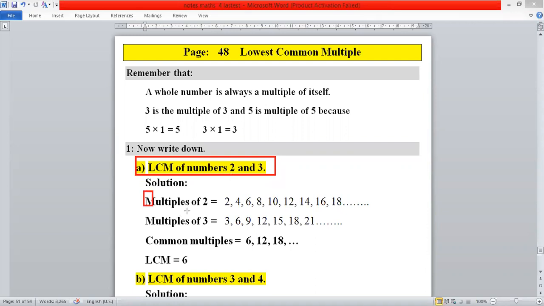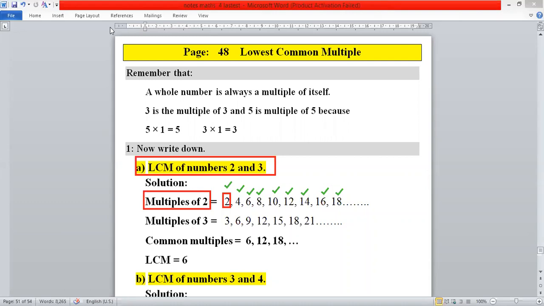First of all, we will write multiples of 2 by counting the table of 2. 2 ones are 2, 2 twos are 4, 2 threes are 6, 2 fours are 8, 2 fives are 10, 2 sixes are 12, 14, 16, 18, and so on. Dear students, remember that it is impossible for us to write all multiples. We know that multiples are infinite, like counting, like whole numbers. So we will write just the first 10, 12, or 15 multiples. It's up to you, until you find some common multiples.